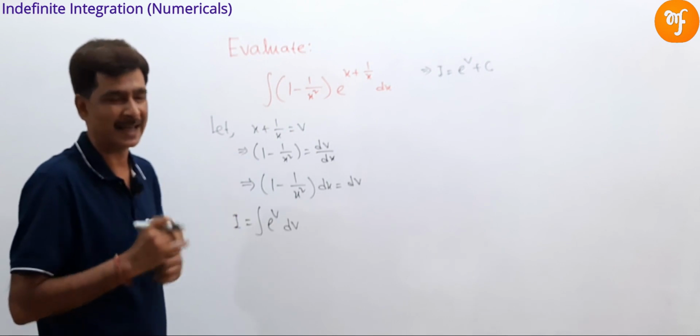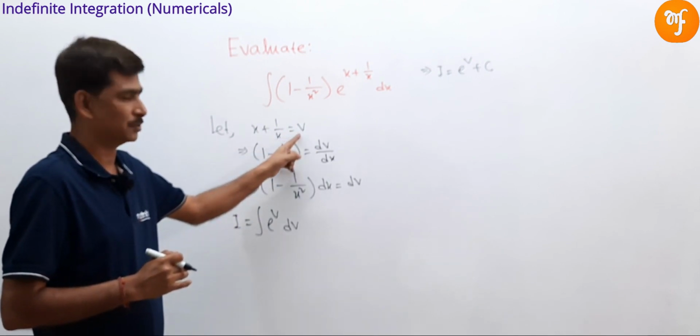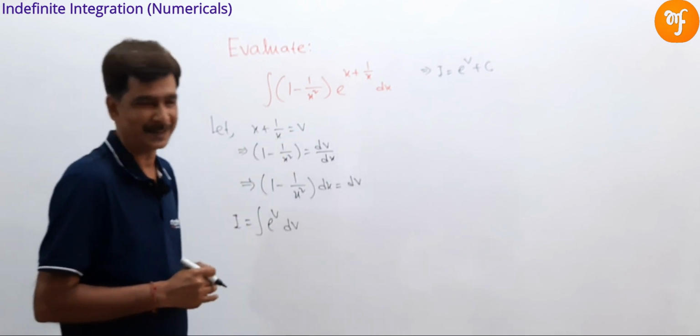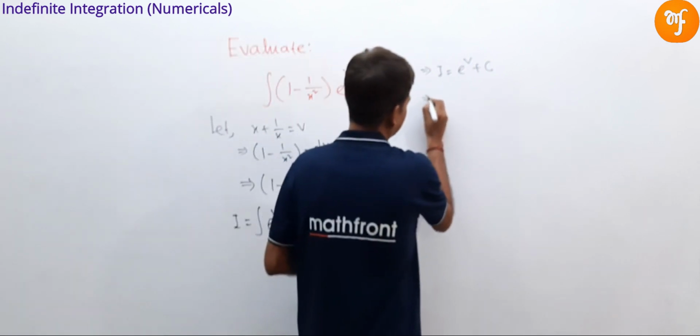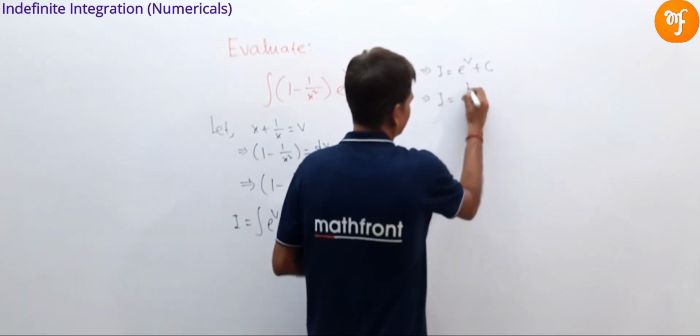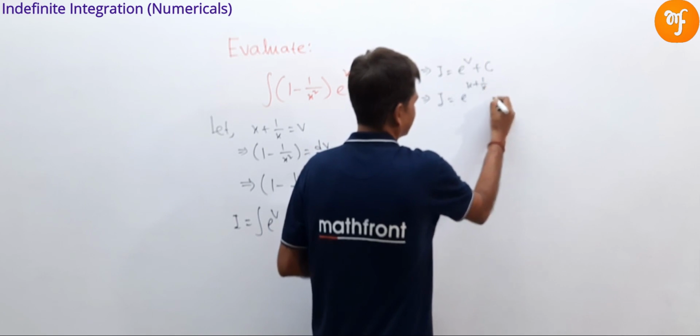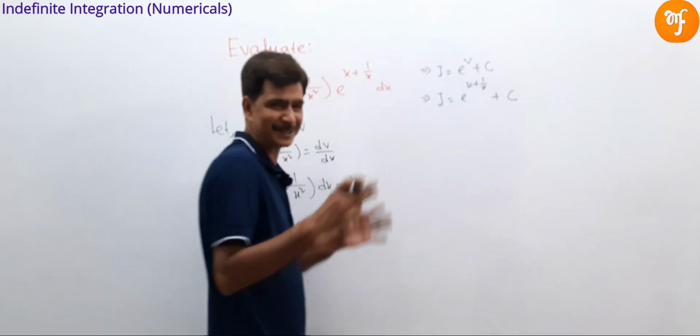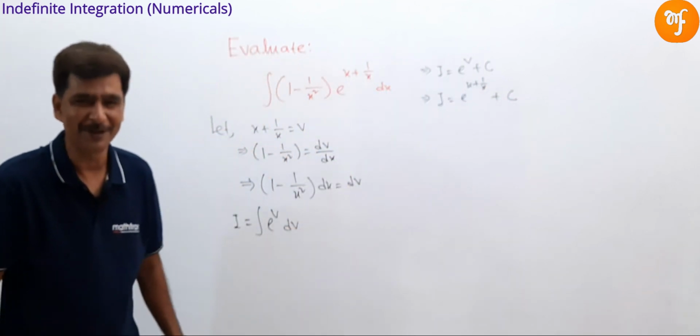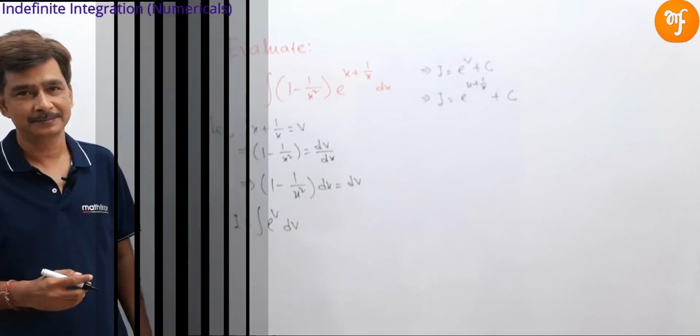Now to get the final answer, we have to substitute v by x + 1/x. So what is the integration? I is equal to e^(x + 1/x) + c. So this is the answer. Clear? Now come to the next question.